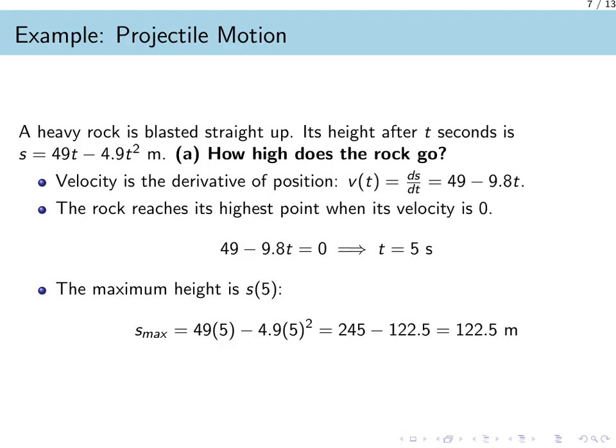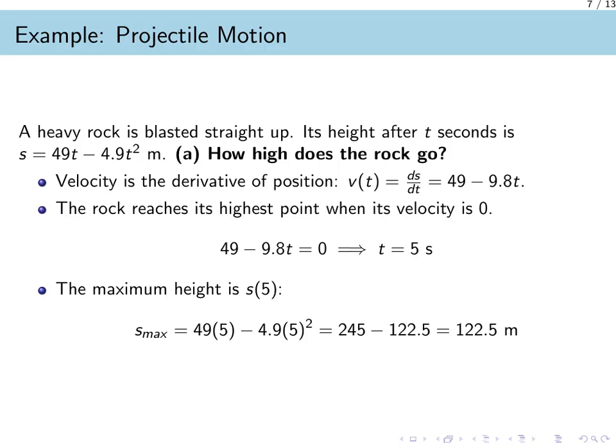Let us use our knowledge of derivatives to solve a classic physics problem, finding the maximum height of a projectile. We begin with the equation for the rock's height, which is s equals 49t minus 4.9t squared. To find the rock's velocity at any moment, we take the derivative of its position, which gives us the velocity function v of t equals 49 minus 9.8t.